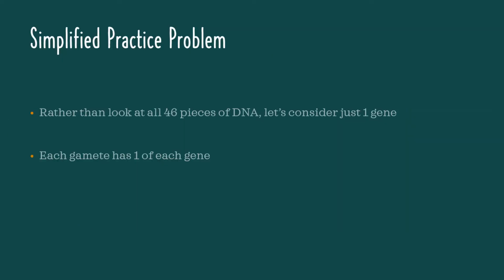Let's consider a simplified practice problem. Rather than looking at all 46 pieces of human DNA together at once, let's simplify that down and just consider one gene at a time, and we're going to trace how it's passed from parents to children. Keep in mind that each gamete has only one of each gene.